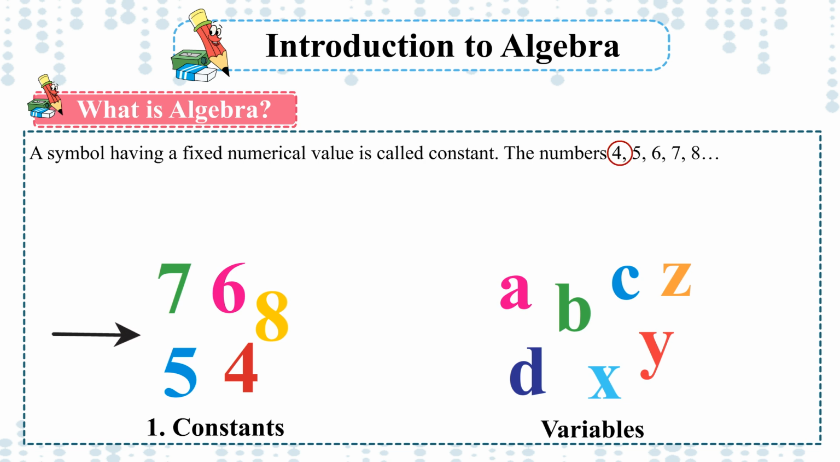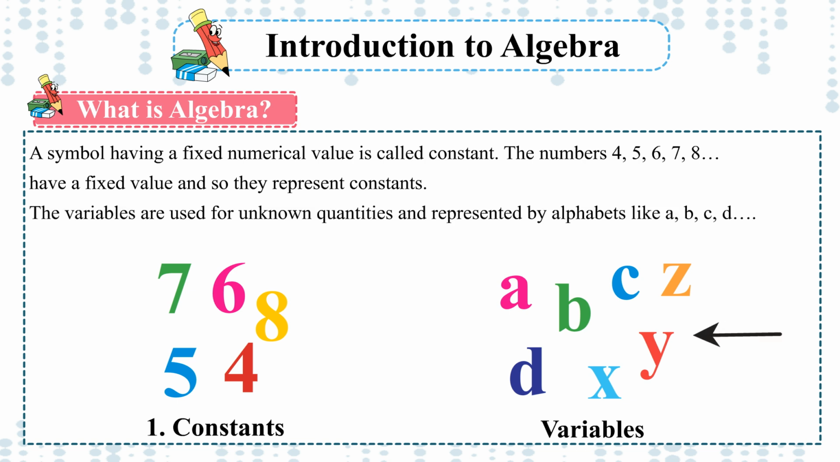The numbers 4, 5, 6, 7, 8 have a fixed value and so they represent constants. The variables are used for unknown quantities and represented by alphabets like A, B, C, D, X, Y, Z, etc.